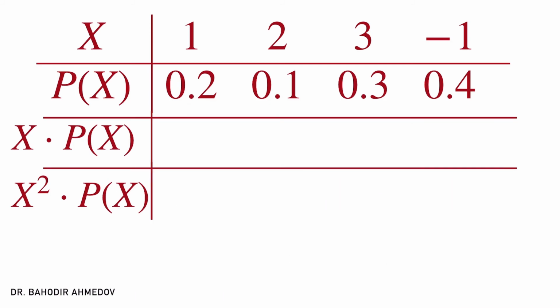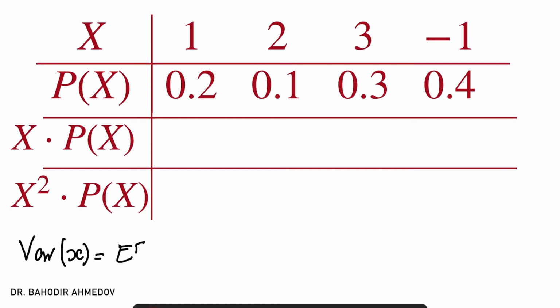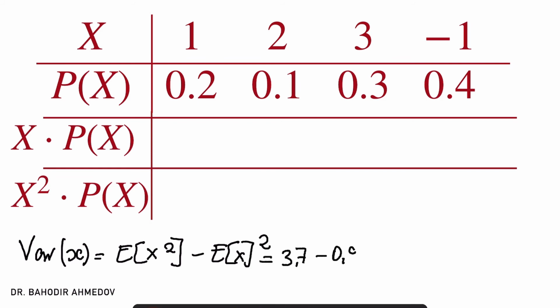So in order to calculate the variance, we are now going to use the formula that the variance of x is going to be the expected value of x squared minus the expected value of x, squared. It is going to be equal to 3.7 minus 0.9 squared. 0.9 squared is going to be 0.81, and if you subtract this from 3.7, it's going to be equal to 2.89.